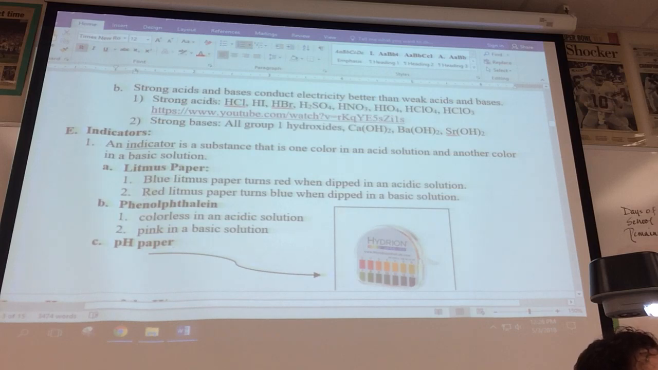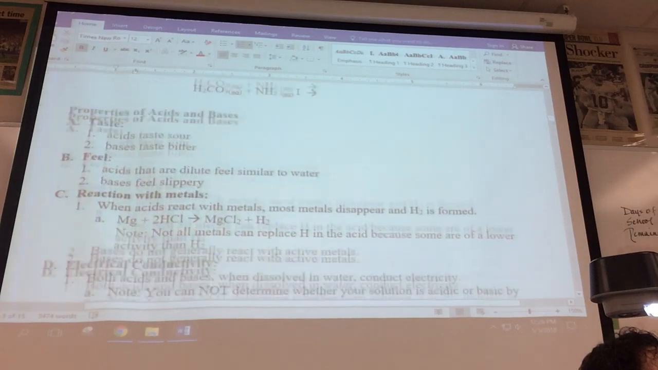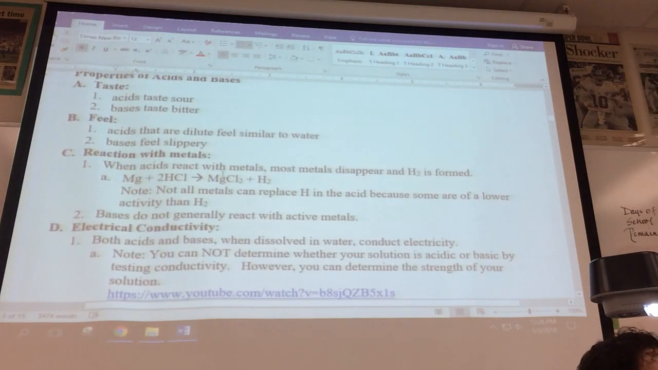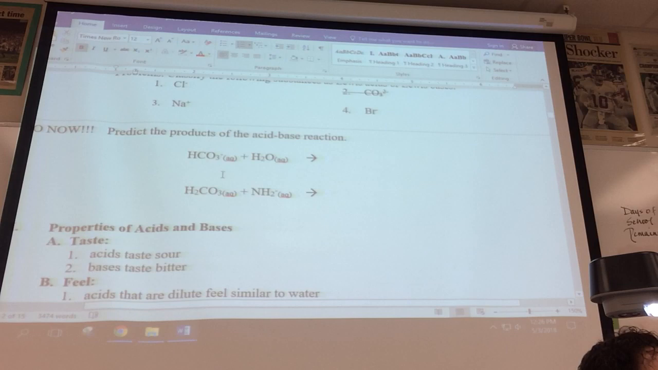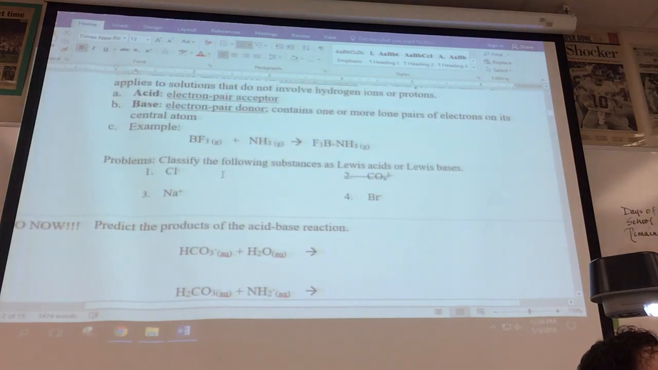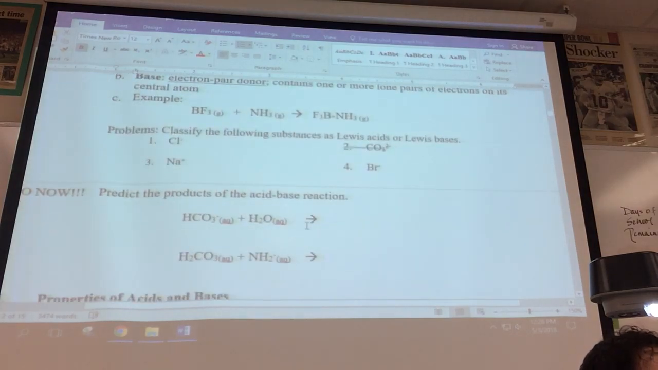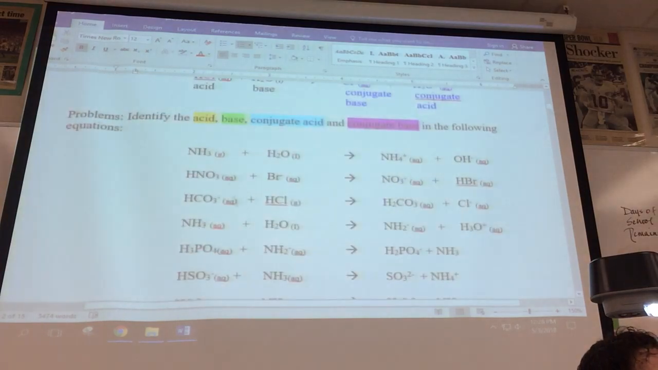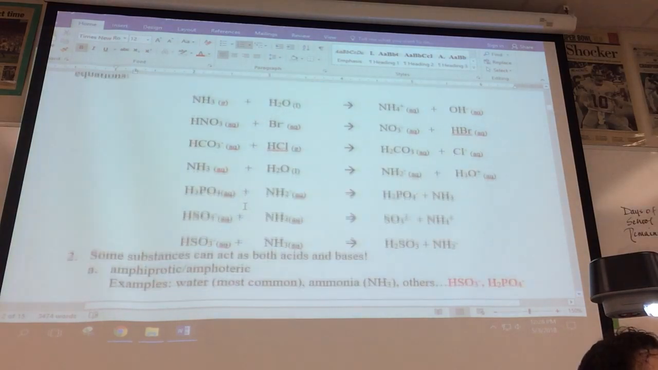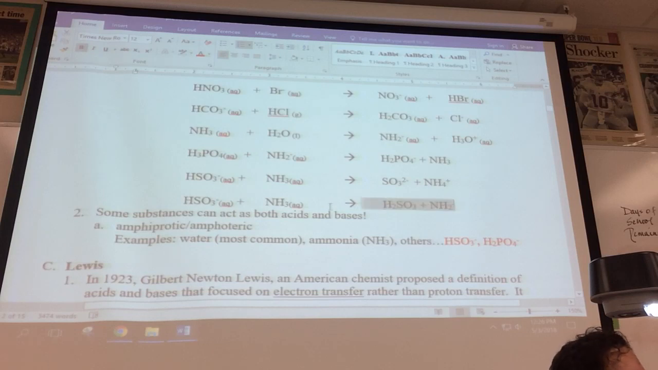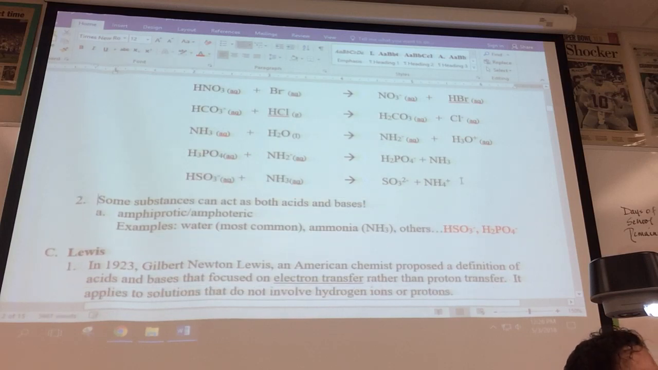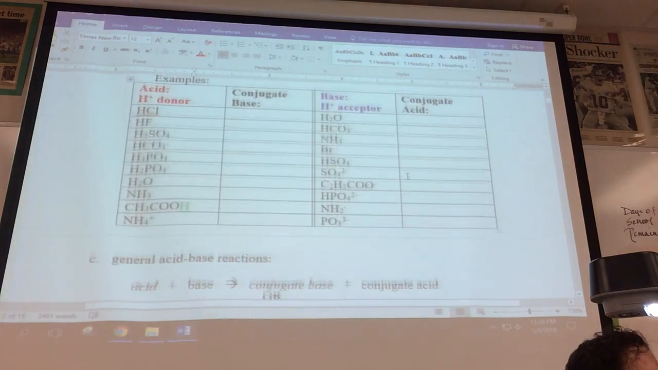You want to recognize strong acids and strong bases. Strong acids and bases conduct electricity very well because they ionize completely. You want to know some general properties of acids and bases. Make sure you can predict products of Bronsted-Lowry acid-base reactions and identify conjugates and why they are conjugates. So you want to be comfortable with all of those concepts.